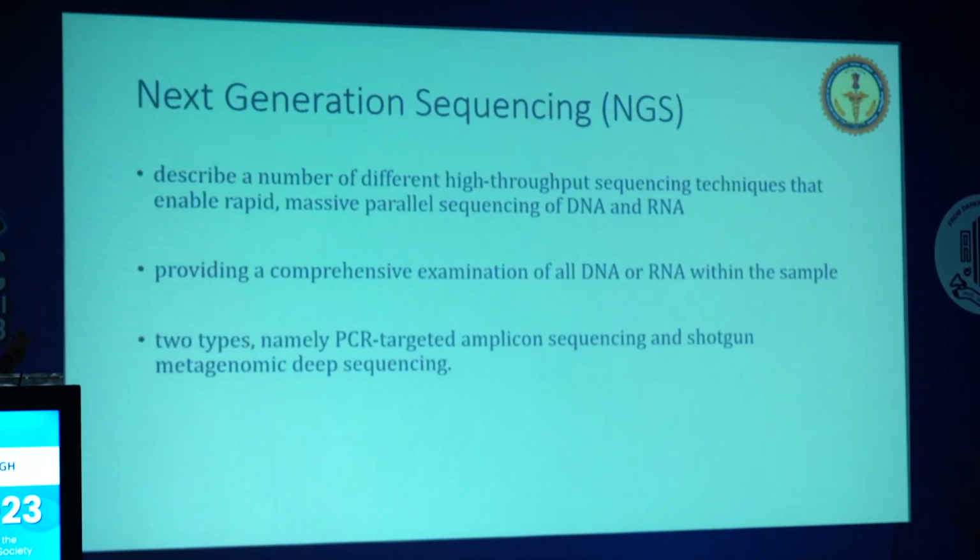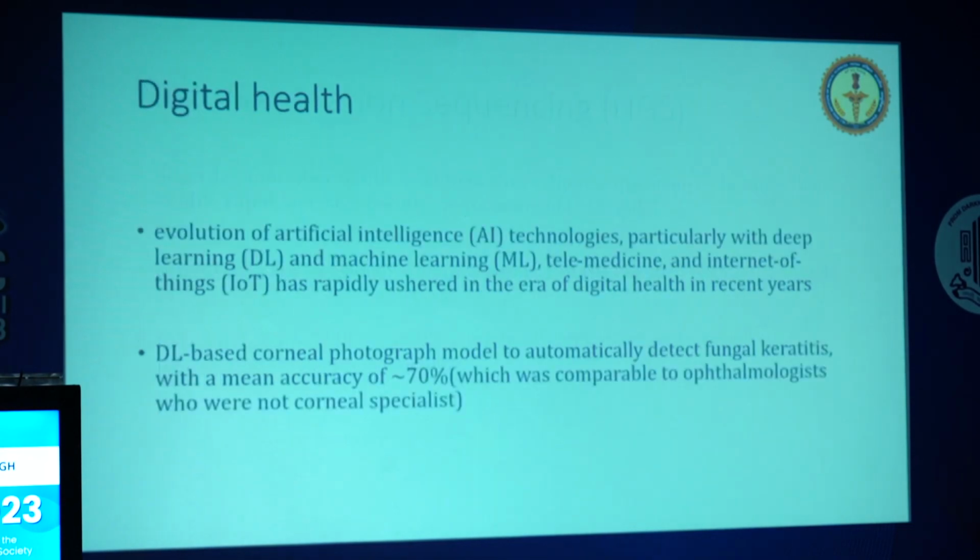Next generation sequencing again is based on your PCR, so I won't talk much about it, just a small thing that it is of two types. One is PCR targeted amplicon, which is very quick, and the second is shotgun metagenomic deep sequencing, which takes into account all RNA and DNA, so it takes a little longer than that.